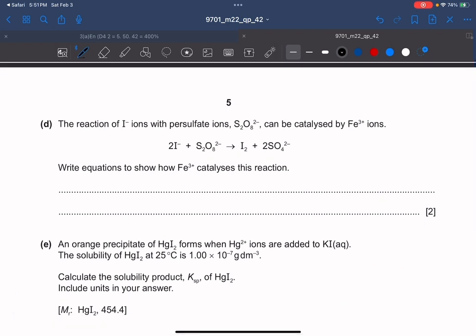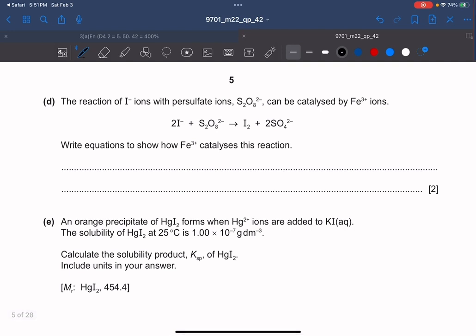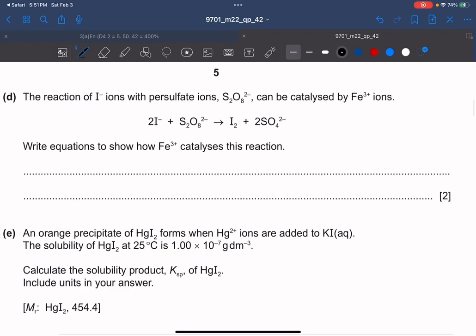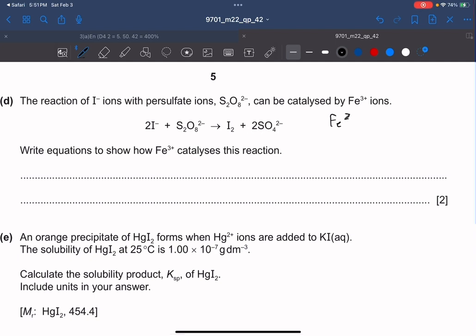Next we're going to do this, which is about catalysts. Again, you could memorize this, or you could just try to figure out what's happening. I like to figure out what's happening in the question. So write equations to show how Fe3+ is going to catalyze this reaction. If we can recall, Fe has two main oxidation states, either Fe3+ or Fe2+. So that means Fe3+ is going to be reduced in this reaction, and then because it's a catalyst, the Fe is going to be oxidized again to Fe3+. So we're going to do that one by one.